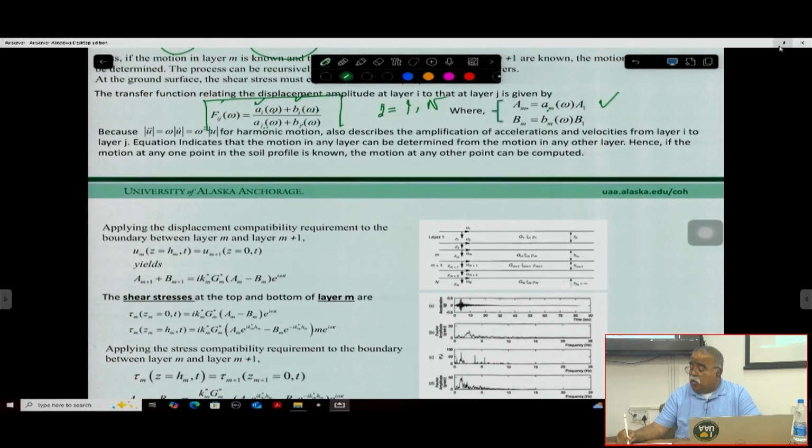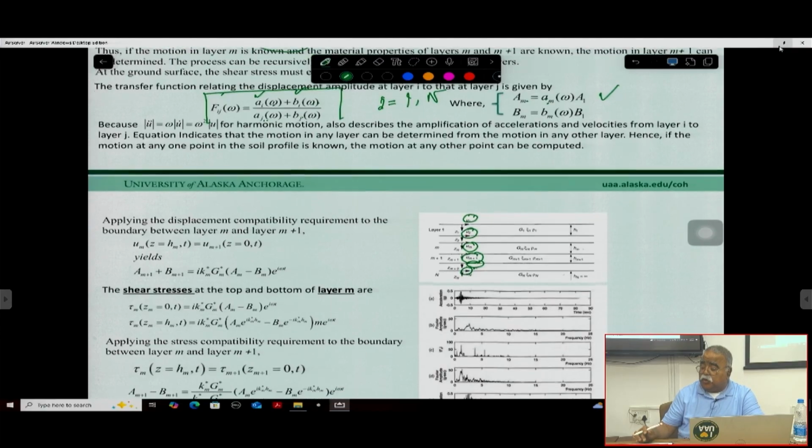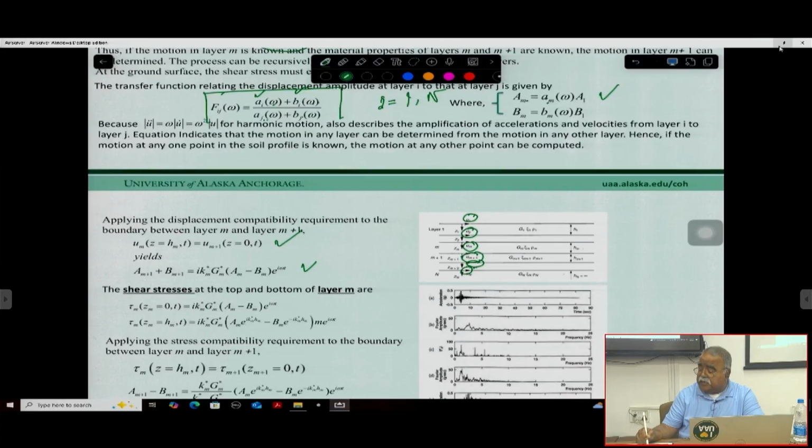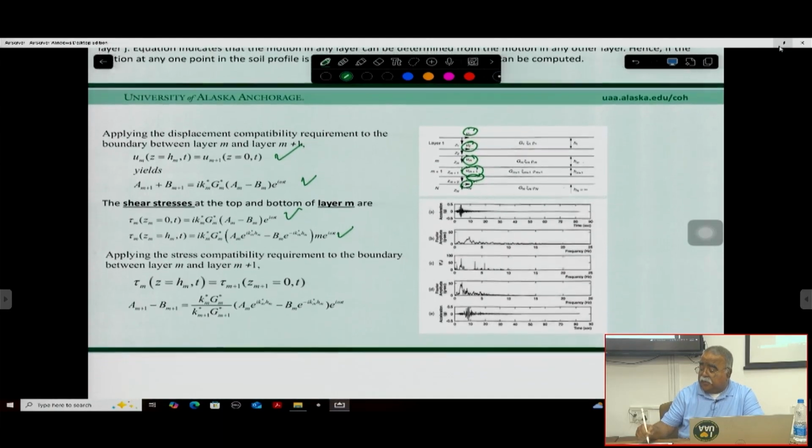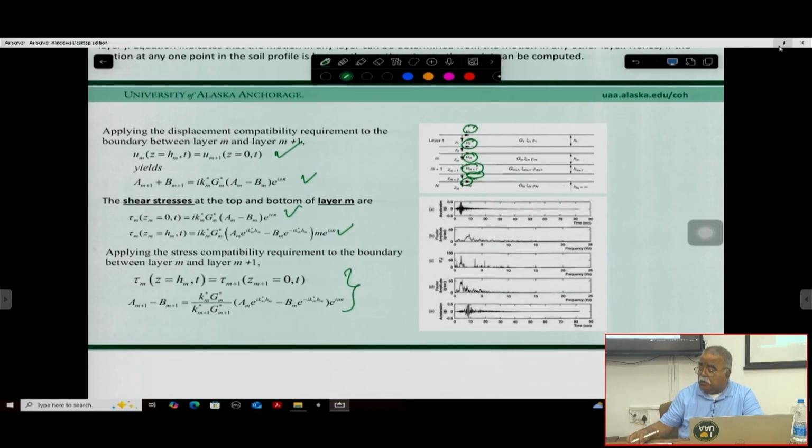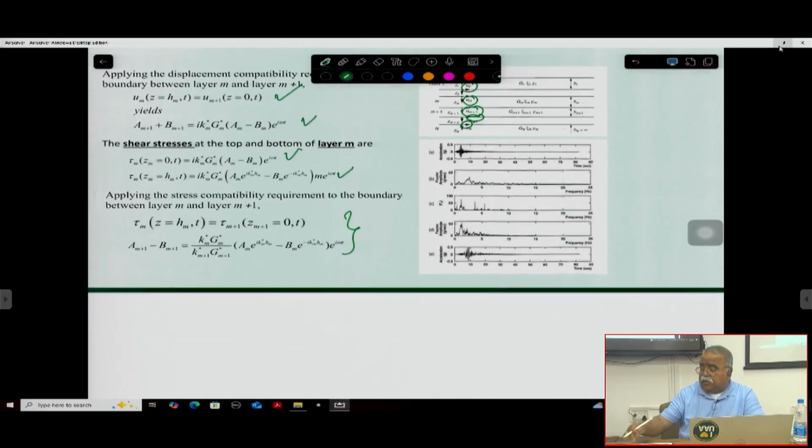So this will be the case that there are all the layers, and each one with a U1, this is U2, this is U N, this is U M plus 1, and this is your outcrop motion, right? So this is your outcrop motion. So we can calculate that by putting the displacement equation and the stress equation, and then write it down with this relation with both the parts, and you can solve this.